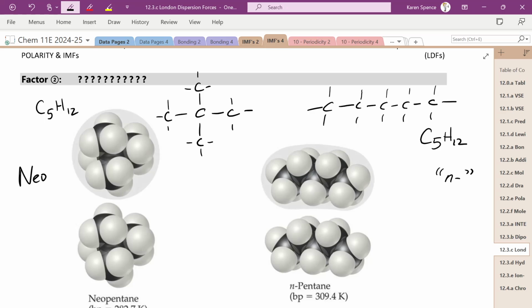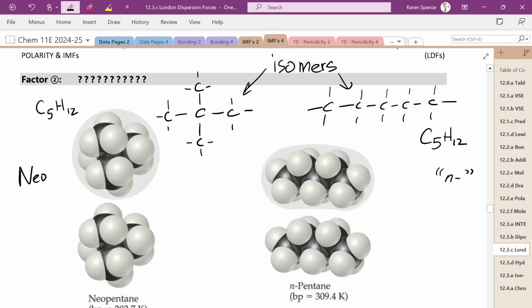They are the same because they have the same molecular formula. What would we call molecules like this that have the same molecular formula but different structural formulas? These are isomers. Okay.